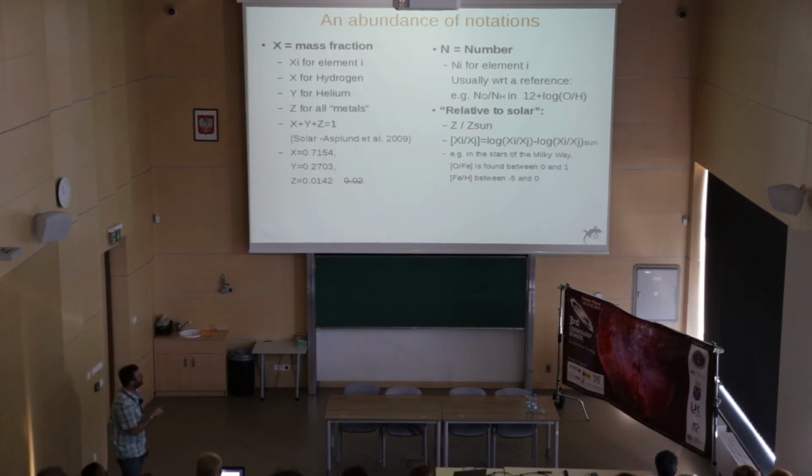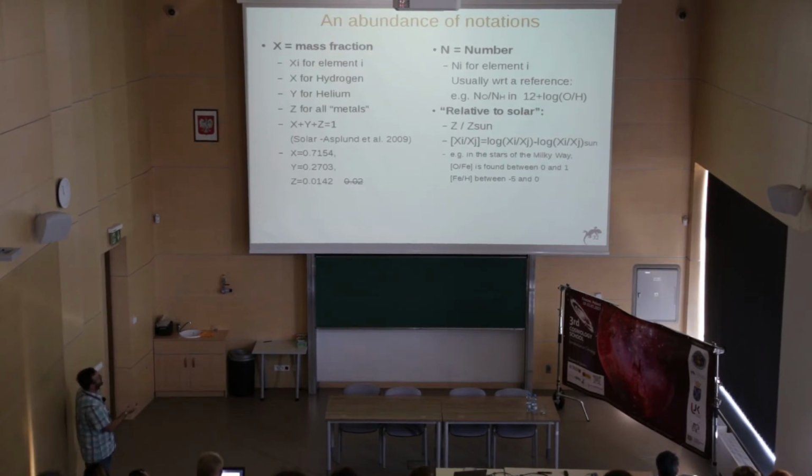And as I was saying, we also use very often things relative to solar. So that can be either just the global metallicity divided by the solar one, or eventually you sometimes find this type of notation with brackets. And it's the ratio between two elements, and it's their logarithmic ratio minus the same thing for the sun. So it's still relative to solar.